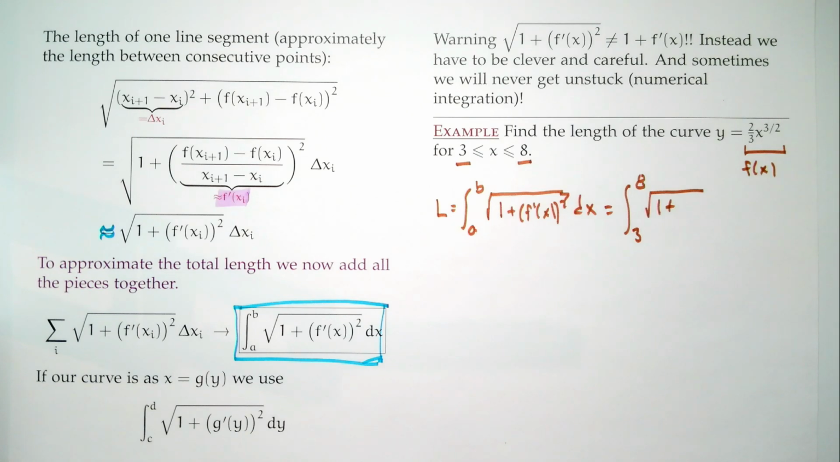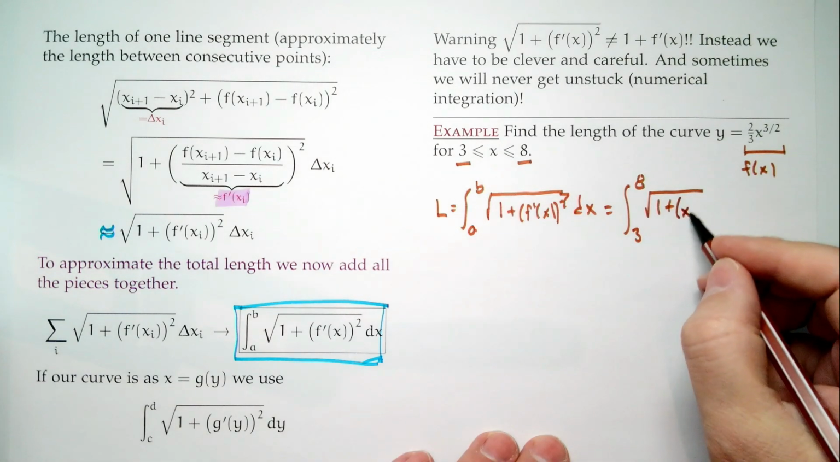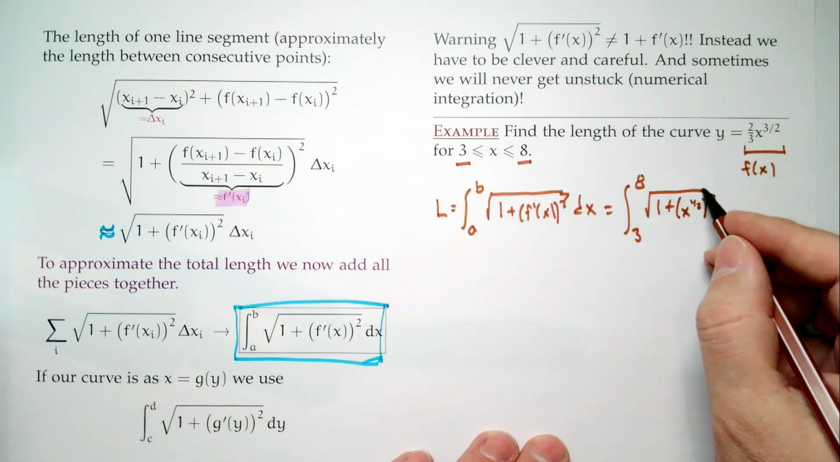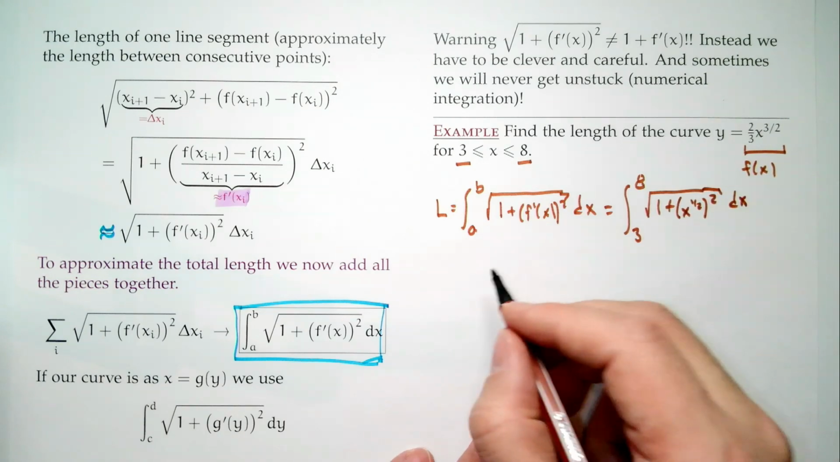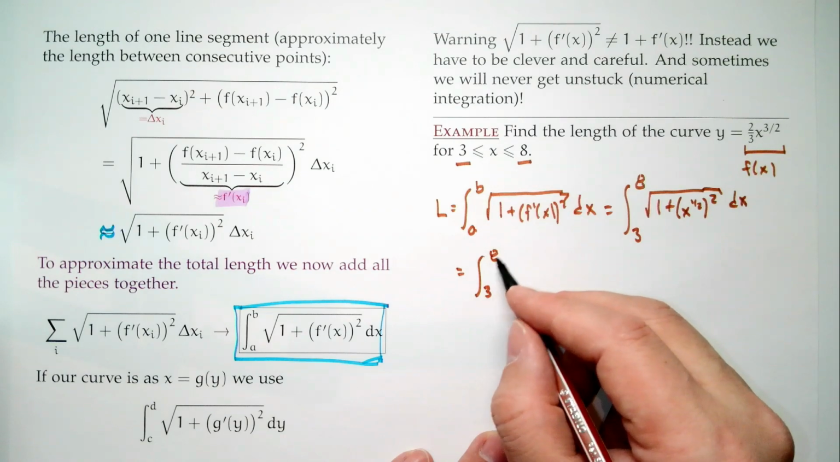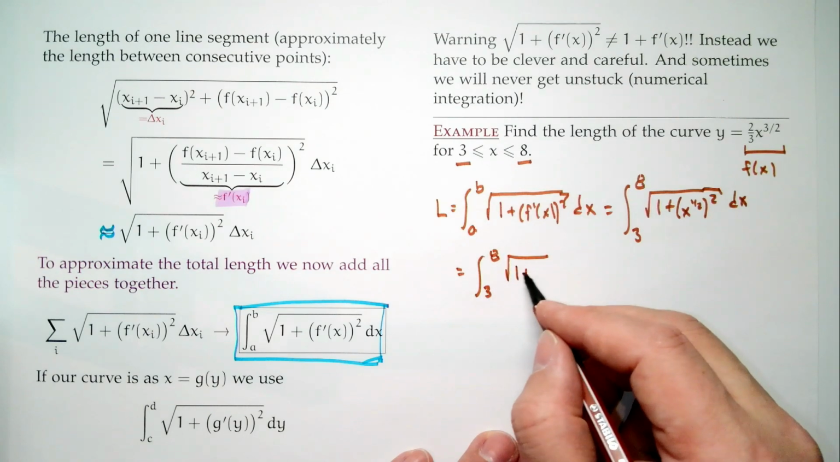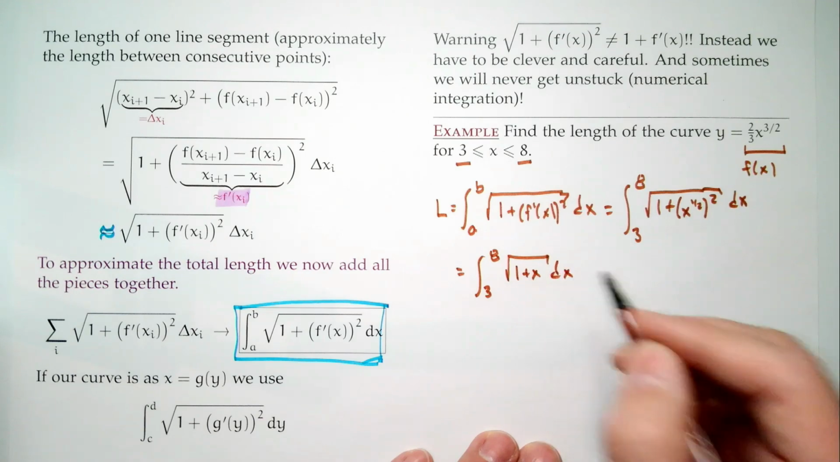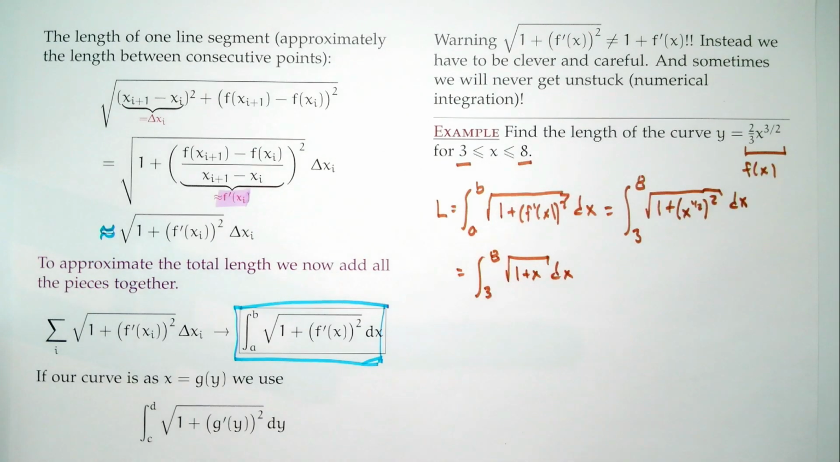X to the 1/2. Because the 3/2 comes down, you bring the exponent down, 2/3 times 3/2 is 1. And when you bring the exponent down, you subtract 1 from the exponent. If you subtract 1 from 3/2, you get 1/2. So this will become x to the 1/2 squared. Well, let's simplify that. What's another way to write x to the 1/2 squared? X. All right. Now, square root of 1 plus x.